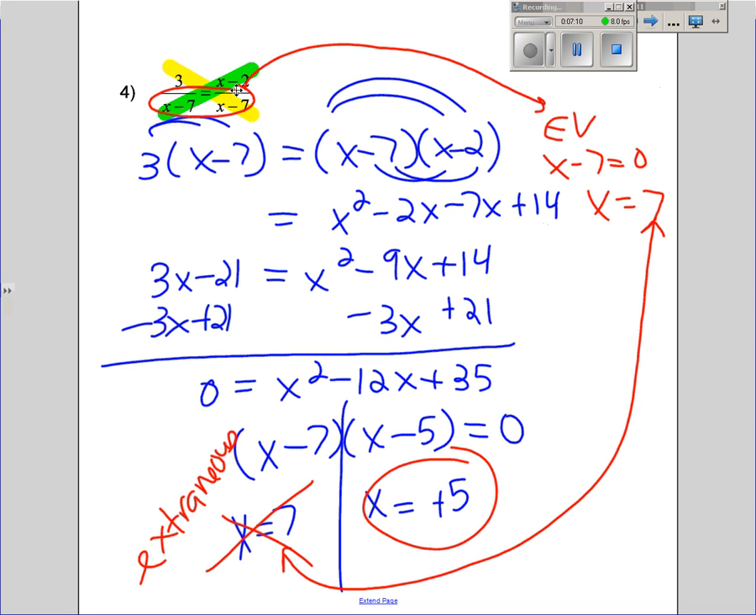Okay, so that's what you're looking to do. Cross multiply and solve. If you get an answer that ends up being an excluded value, you throw it out, and you keep the answer that works. That should be it. Good luck with the homework.